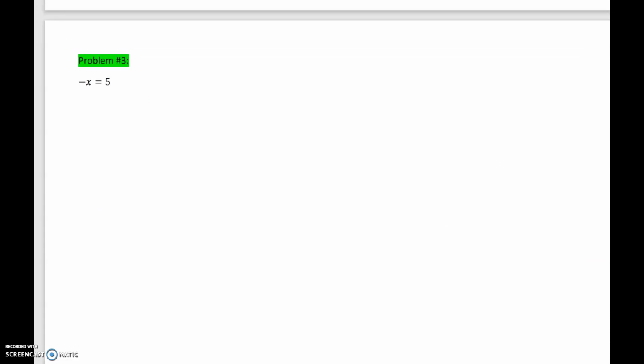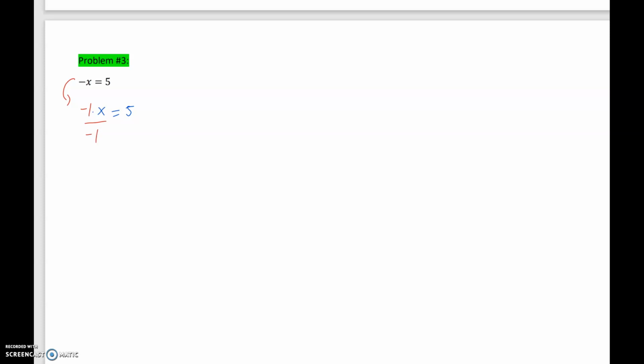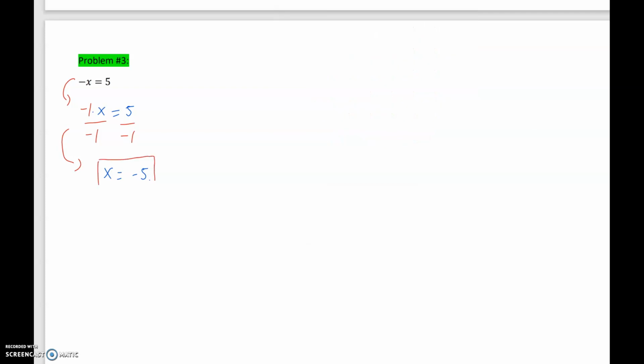And here, this one's almost done. Let me rewrite it so that you see it. You have a negative 1 times x. So we have negative 1 times x is equal to 5. And then all we need to do here is divide both sides of the equation by negative 1, and then express our solution as x is equal to negative 5. That's it for problem 3.